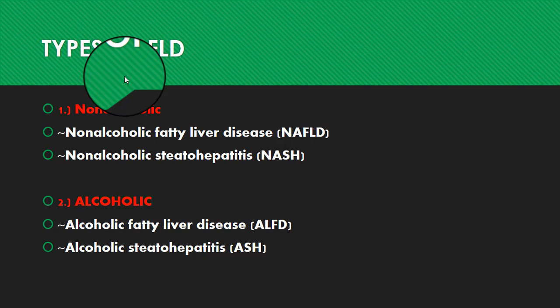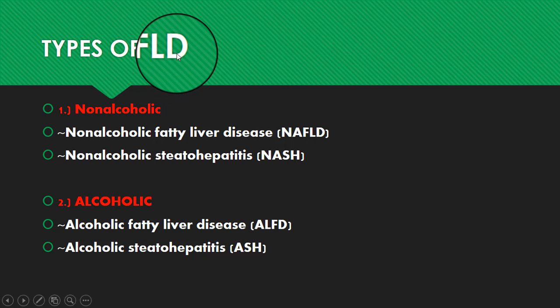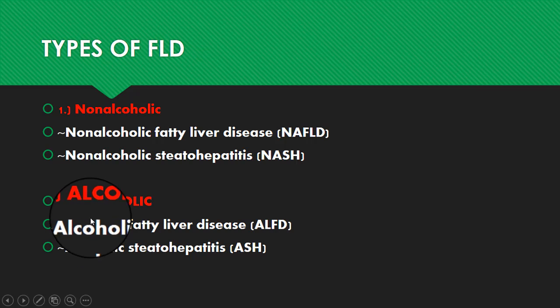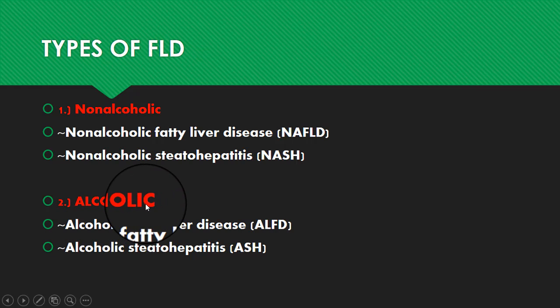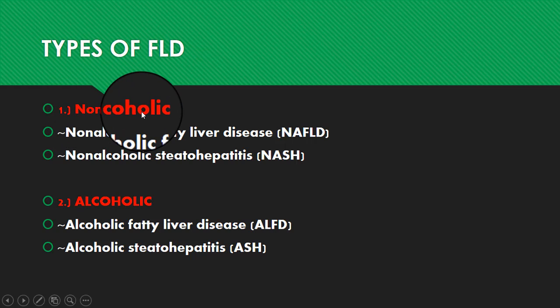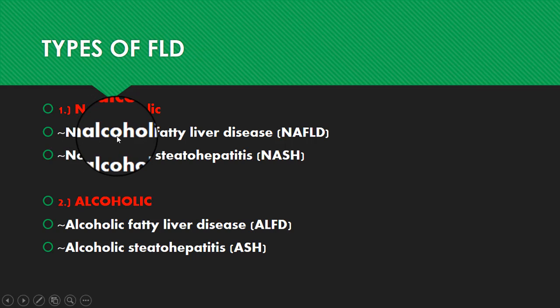Now next, what are the various types of fatty liver disease? As you can see here on the screen, there are mainly two types of fatty liver disease, that is non-alcoholic fatty liver disease and alcoholic fatty liver disease. First of all, we will talk about non-alcoholic fatty liver disease. You can see here, non-alcoholic fatty liver is again divided into two subtypes, that is, simple fatty liver and steatohepatitis.